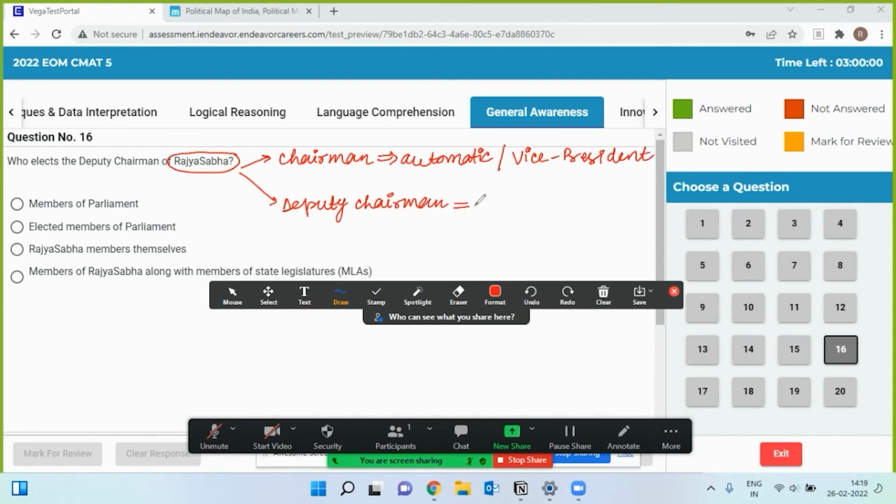But the deputy chairman is not an automatic post. Here it is election which takes place. Correct. And who elects a deputy chairman of Rajya Sabha? Answer is the members of Rajya Sabha themselves. They vote among themselves and elect a deputy chairman. The current deputy chairman of Rajya Sabha in India is Harivansh. His name is Harivansh Rai. He is an MP from Janata Dal United. He is an MP from Bihar. Okay, so this is question number 16.